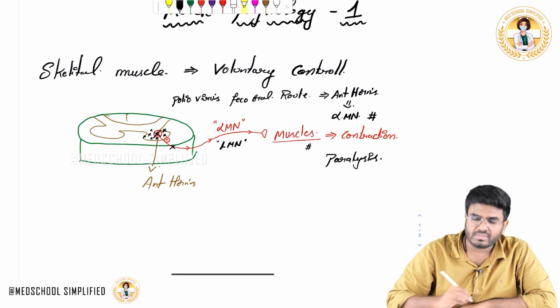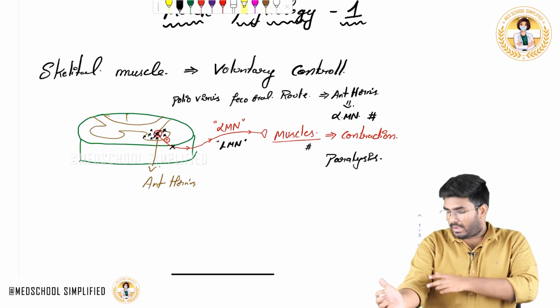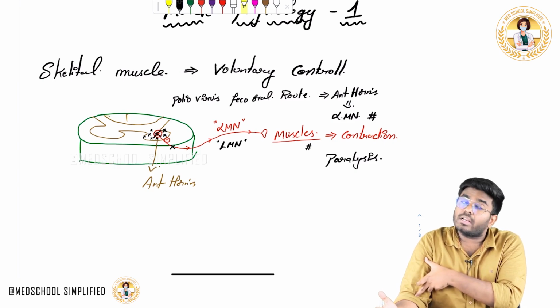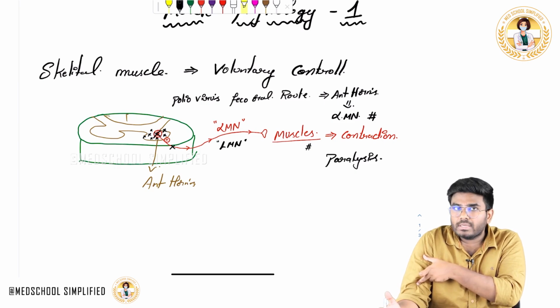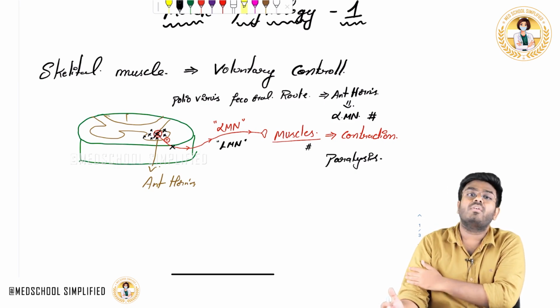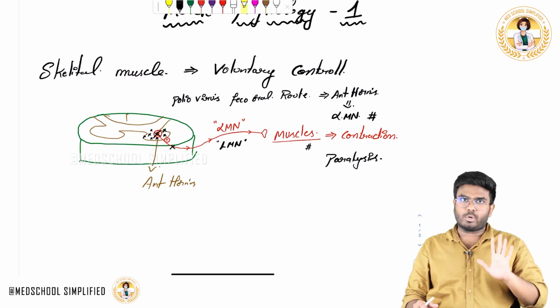So the basic point which I want to put into your mind is, the skeletal muscles, yes, they are under your voluntary control. Which is the nerve controlling these skeletal muscles? Alpha motor neurons. Skeletal muscles are innervated by the alpha motor neurons.